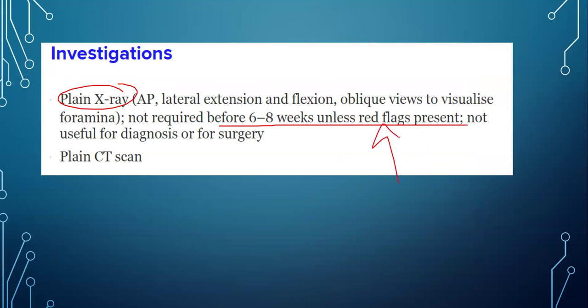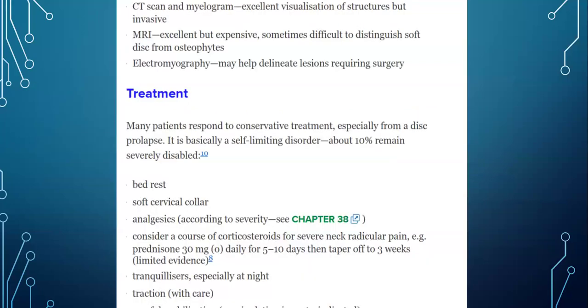Now, that is what I want you guys to understand: if there is no red flag, even if the patient has a bit of tingling or numbness, they don't need an emergency X-ray or CT. Unless the patient has progressive numbness, progressive weakness, severe night pain or any other red flags, you don't need to send the patient for imaging even before 6 to 8 weeks. Okay? So even for radicular pain, the best one would be MRI, especially for a radiculopathy.